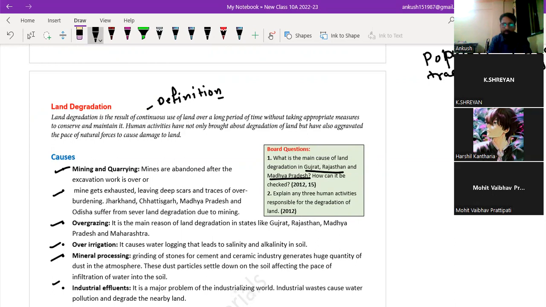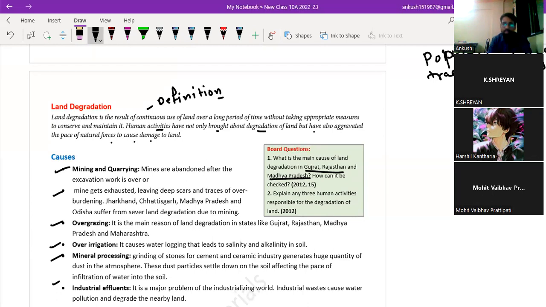I'm removing the underlined portion so that you can see properly. And we are not taking proper measures to conserve and maintain it, and it is being used for a long time. That is called land degradation. Human activities have not only brought about degradation of land, but have also aggravated the pace of natural forces to cause damage to land. In the sense what?